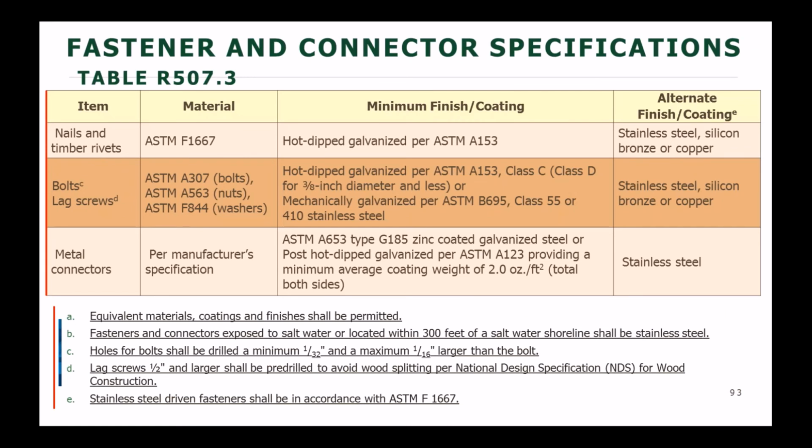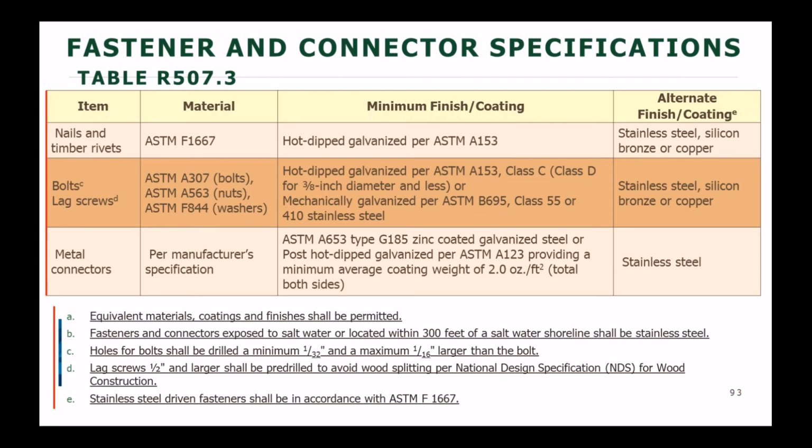In a new table, we have more detail than we ever had before on fasteners and connections. These fasteners are very similar to the fasteners that we see in Chapter 6 in Section 602.3, except here, these are fasteners that are going to need to be outside all the time, and so we start to see that they need that thicker, hot-dipped galvanizing with the zinc coating, or they can be stainless steel, or silicon bronze, or copper. For the bolts and lag screws, we have different standards telling how they need to be made, but again, sort of the same requirements.